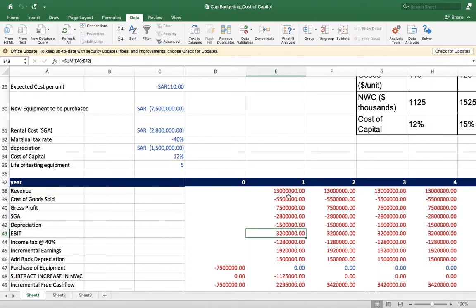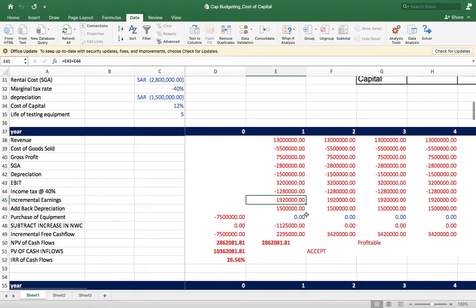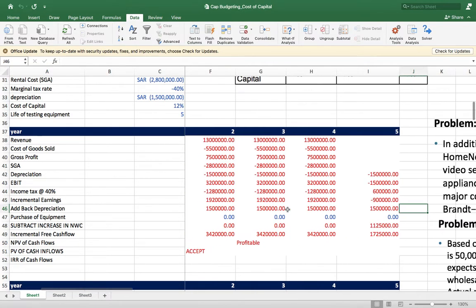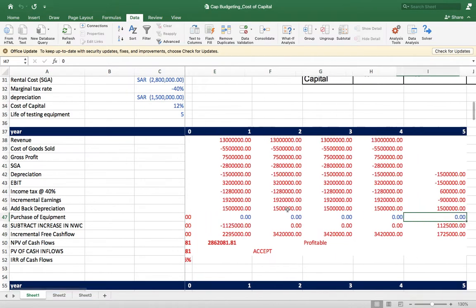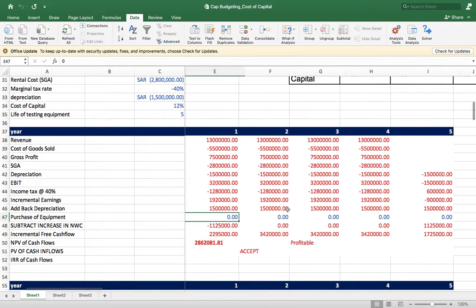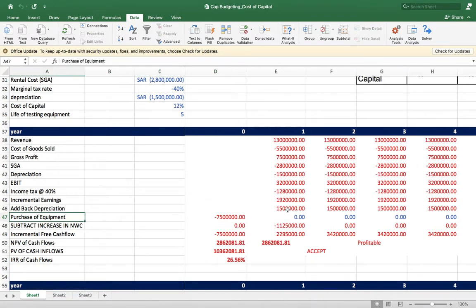Now from the EBIT we will deduct the tax at the rate of 40%. We will get the incremental earning. Once you get the incremental earning, you add back the depreciation. So we have added back the depreciation of 1.5 million from year 1 to year 5. Next adjustment will be purchase of equipment in year 0, that is 7.5 million. No other purchase in later years, so it is only shown in year 0, 7.5 million.